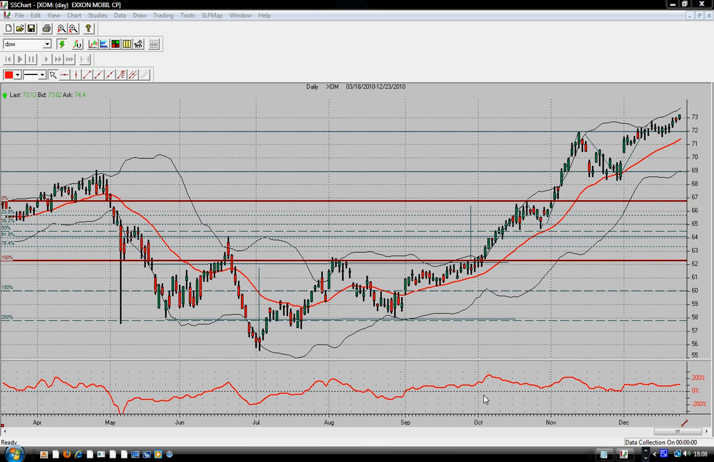If you are using the CCI 200, the zero line of that particular CCI will represent the moving average 200. But because right here I'm using the CCI 24, the zero line in this particular case represents the exponential moving average 24. That's what we have right here, you see.